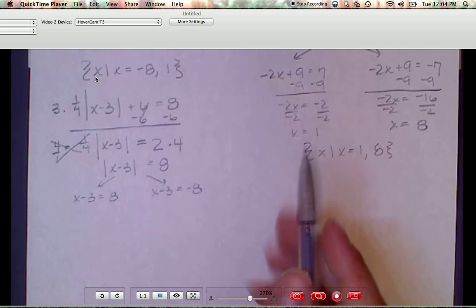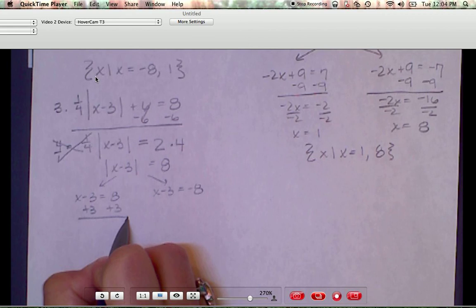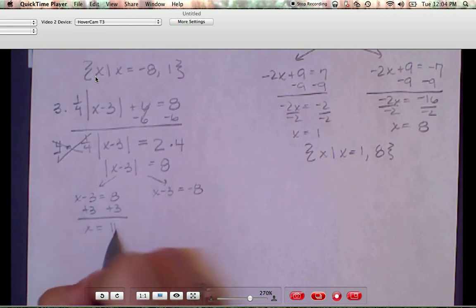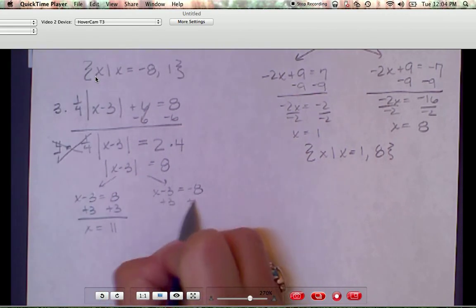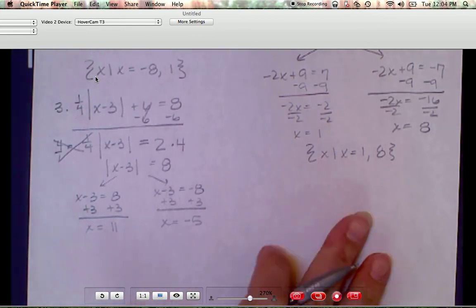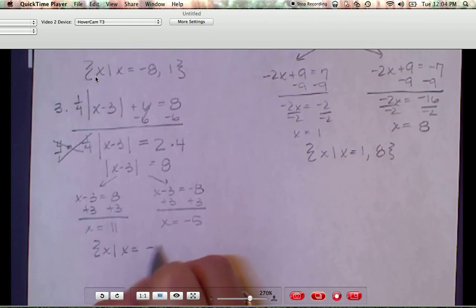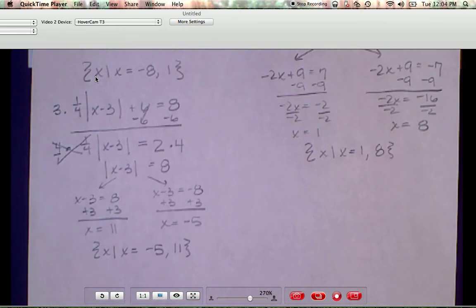And then we go ahead and solve both equations. For both of these, all we need to do is add 3. So we get x equals 8 plus 3, which is 11. And add 3 here. X equals negative 5. And put them in set notation. X such that x equals negative 5 and positive 11.